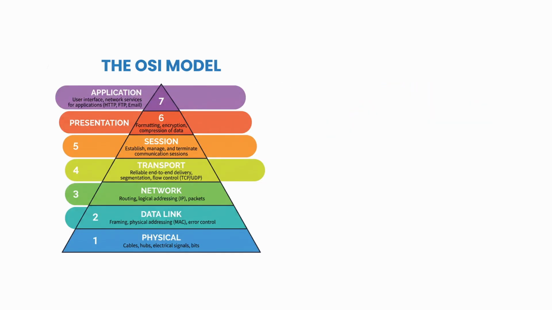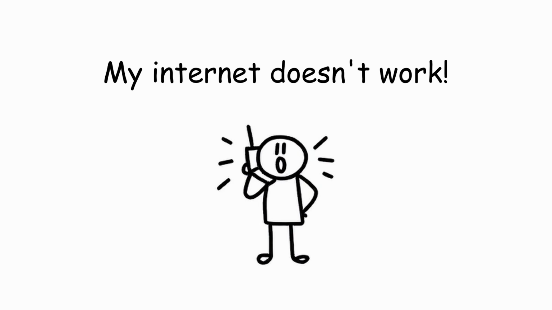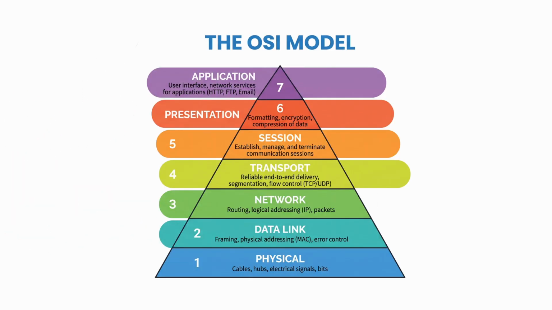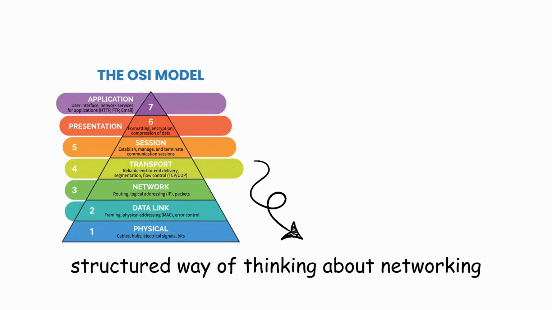But engineers still love the OSI model. Why? Because it's an amazing troubleshooting tool. Imagine someone calls you and says, my internet doesn't work. Instead of randomly clicking buttons, you can work your way up through the layers. Is the cable plugged in? That's layer 1. Does Ethernet work? Layer 2. Do I have an IP address? Layer 3. See? The OSI model gives us a structured way of thinking about networking, even if the network itself is running on TCP/IP.